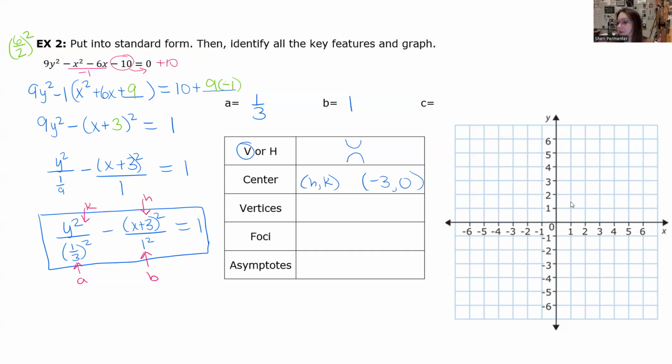I didn't realize I had a graph right here. I have it different on my paper. So I'm going to have to come up here to make myself some room to find C. C squared is equal, no, I meant to write C. C is equal to the square root of 1/9 plus 1.